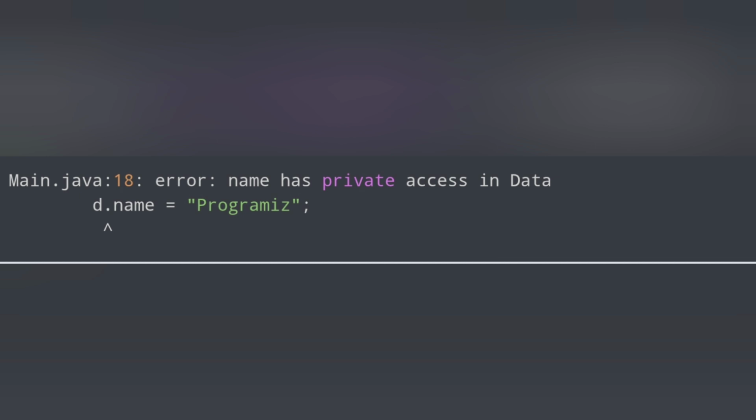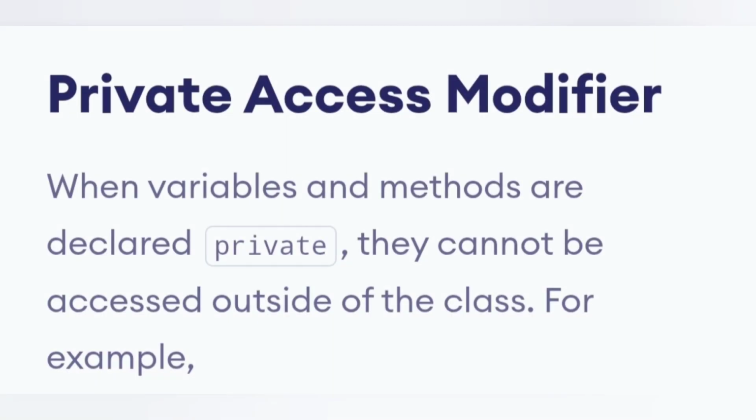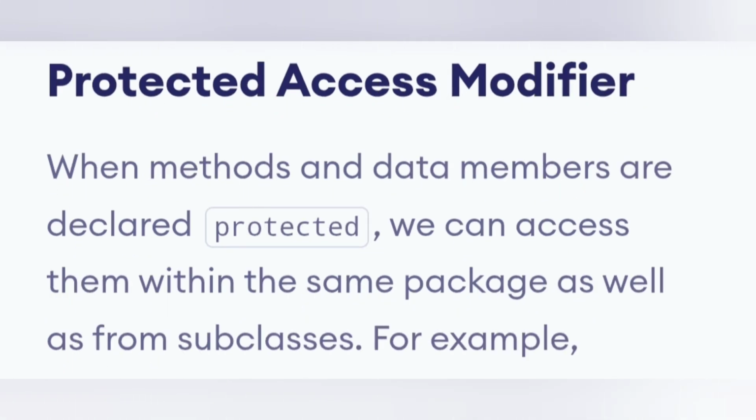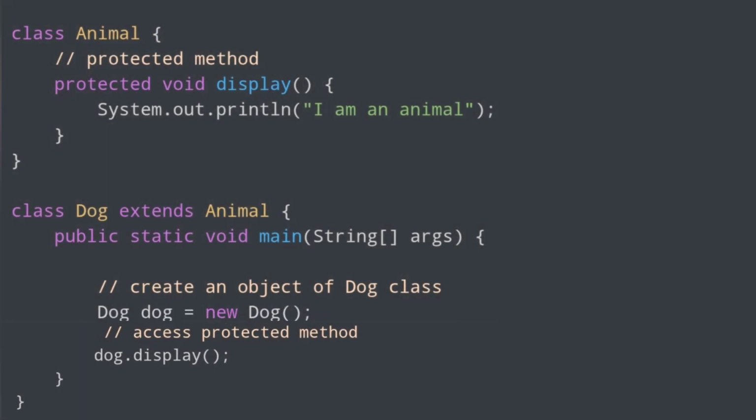The next is the protected access modifier. When the methods or data members are declared as protected, we can access them within the same package, and also we can access them from its subclasses. For example, here animal is given as the class name, and the display method is given the keyword protected access modifier, and the output is printed here.